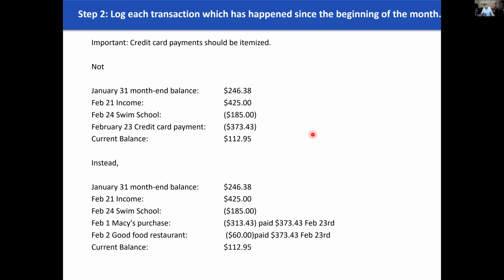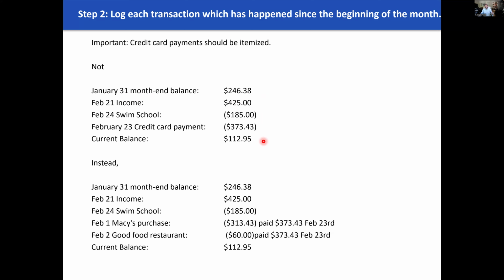Now, here's a quick note on credit cards. I tend to make a lot of my purchases through credit cards, but we want to make sure we itemize those transactions. So first, I'll show you the wrong way. The wrong way is, here's my balance, here's that income we talked about, here's that outgo to the swim school, and then here's a lump sum credit card payment of $373, which leaves me with a balance of $112.95. This is not the right way to do it.